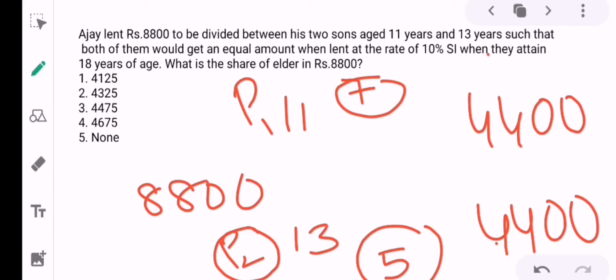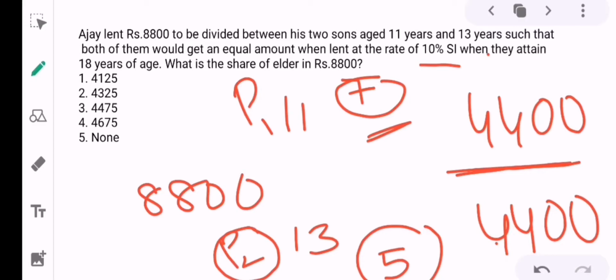So just assume both of them got equal principal. If these 8,800 was split to both of them equally, then is it possible to reach the same amount for both of them after 7 years for the first guy and after 5 years for the second guy? Here notice that the rate of interest is same, it is 10%. The younger one has 7 years, so obviously the younger one will get a higher amount than the older one. Older one has just 5 years, right? Older one will not accrue as much interest as compared to the younger one. Younger one has more time.